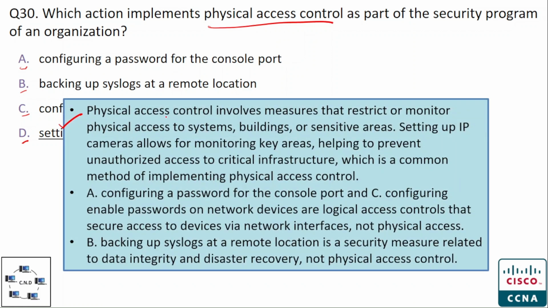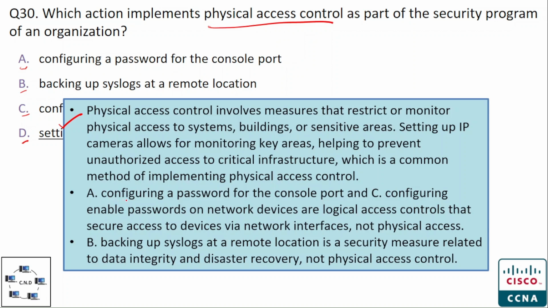The explanation is that physical access control involves measures that restrict or monitor physical access to systems, buildings, or sensitive areas. Setting up IP cameras allows for monitoring key areas, helping to prevent unauthorized access to critical infrastructure, which is a common method of implementing physical access control.